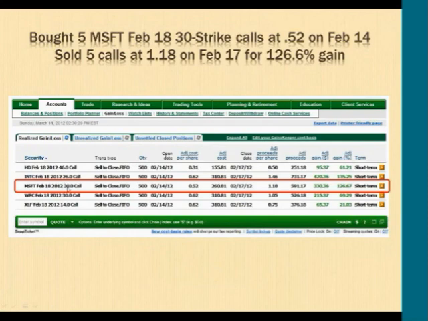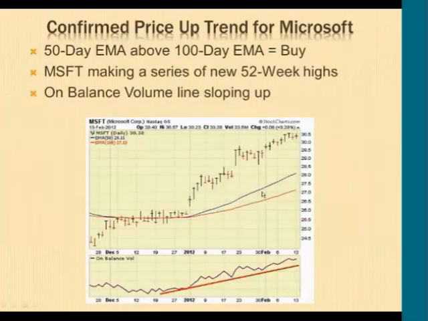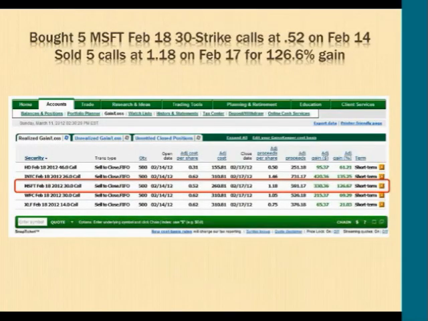This is an example of a weekly call option purchase I made. I bought 5 of the February 18th 30 strike calls at 52 cents on February 14th, and then I closed these out on February 17th at 118. So I had a 126% gain buying these on February 14th, selling them on February 17th. So this is just a brokerage confirmation showing that trade. So I used the Prime Trade Select to select this weekly option trade.